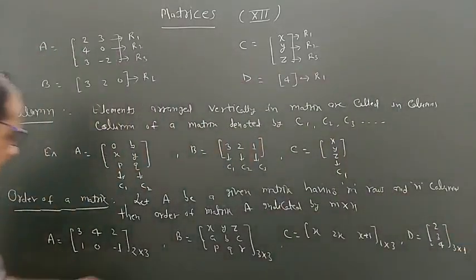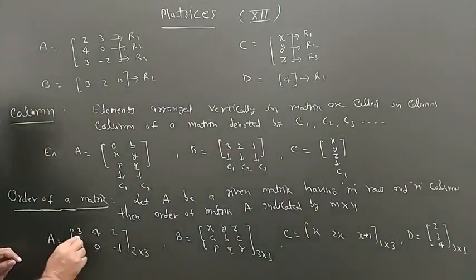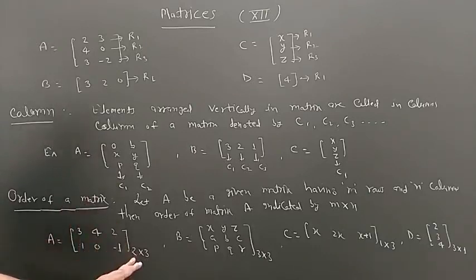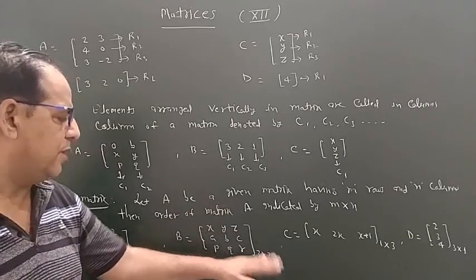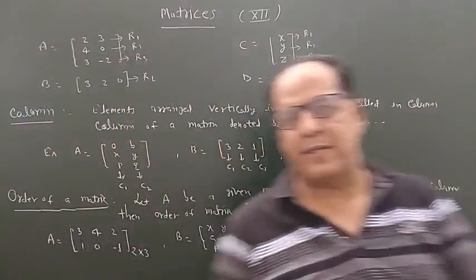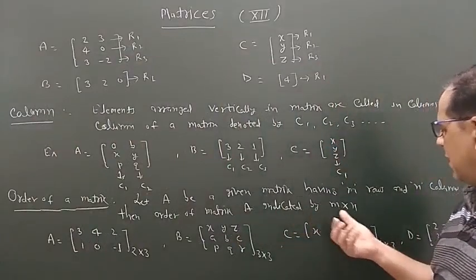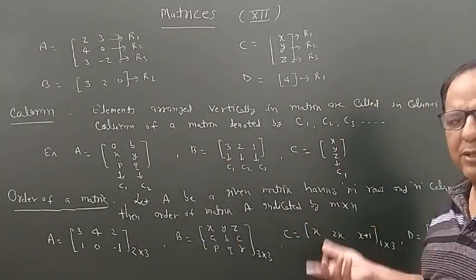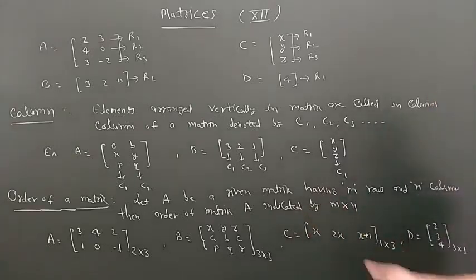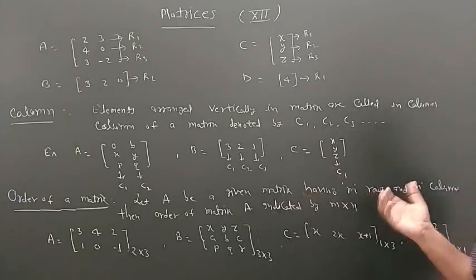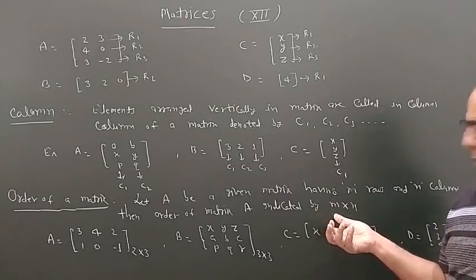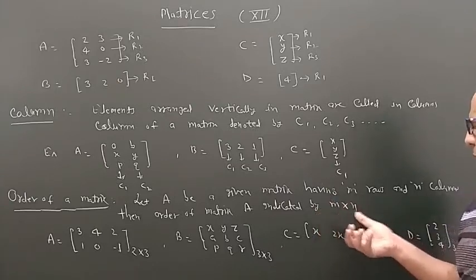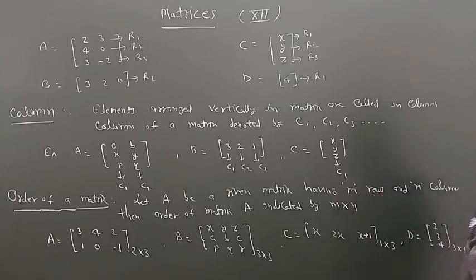I am explaining again. This is the first example, A equal to 3, 4, 2, 1, 0, minus 1. There are 2 rows and 3 columns, so the order will be written as 2 by 3. B equal to X, Y, Z, A, B, C, P, Q, R is 3 by 3. So whenever we show the order of a matrix, it is in the format m cross n, where m and n have numerical values. This may be 2 by 3, 3 by 2, 2 by 2, 1 by 1. The first value shows the number of rows in a matrix, and the second value shows the number of columns in the given matrix.